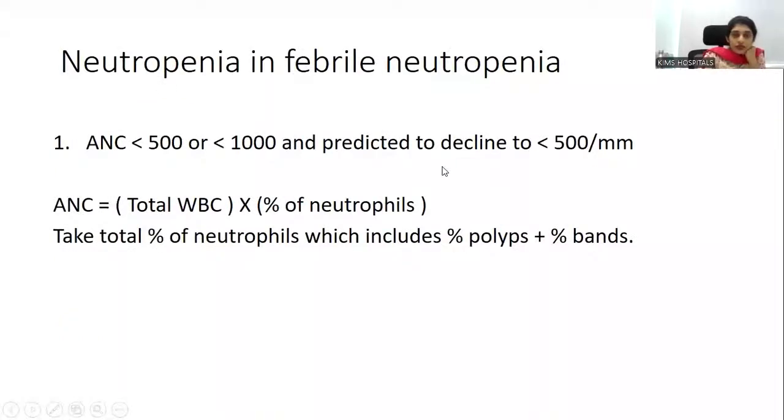So this is like a cutoff for when we, as clinicians, intervene. An ANC of less than 500 or less than 1000, or when you predict that there could be a decline to less than 500, is all called neutropenia. ANC is total WBC times the percentage of neutrophils. Sometimes we don't get the differential count, so that is when this becomes important, but most of our centers now have the differential count. You have to take the total percentage of neutrophils, which includes both the polymorphs and the percentage of bands. Generally we don't consider bands, but we need to consider them in the neutrophil count.